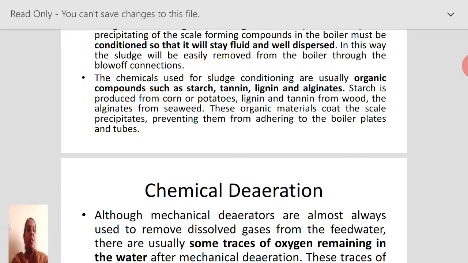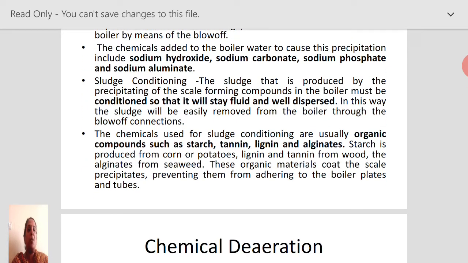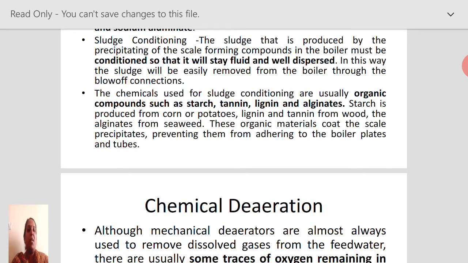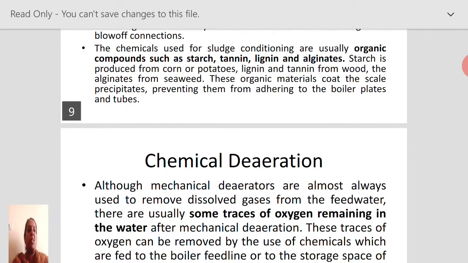When we apply these chemicals as sludge conditioners, these materials form a coating on the inorganic substances like calcium and magnesium compounds, and precipitate those compounds, as well as prevent them from sticking to the boiler plates and tubes, and thereby prevent the corrosion or scale formation from these materials.